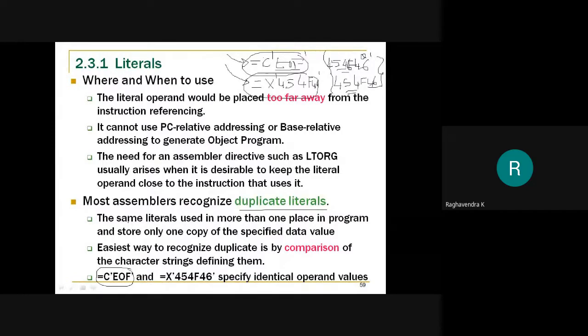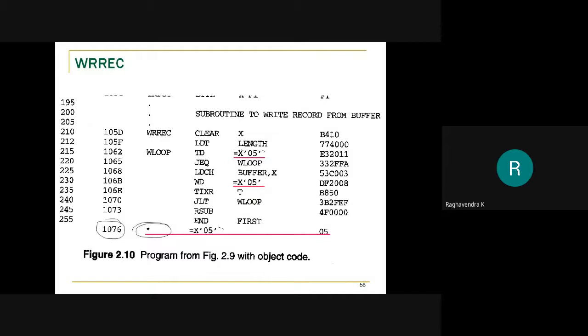The same literals used in more than one place are going to be stored only once. Suppose, for example, C'EOF' is defined two times. See here, the value X'05' is used in two different instructions, but both of them are X'05' only. So the assembler knows that this is a duplicate symbol. It is generated at the end of the program, and it generates it only one time, not two times.